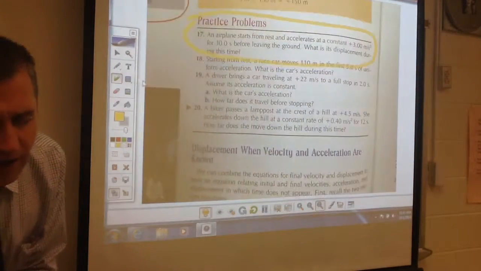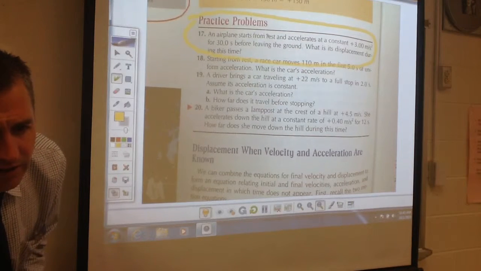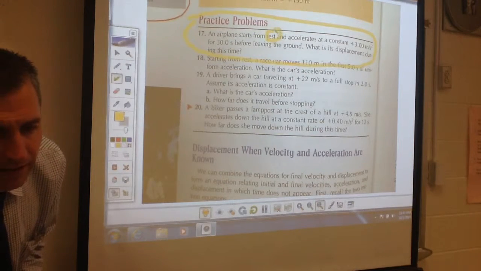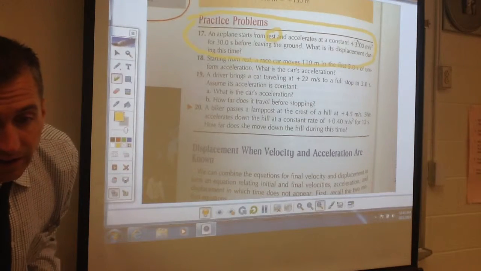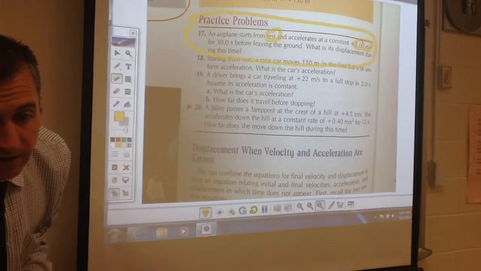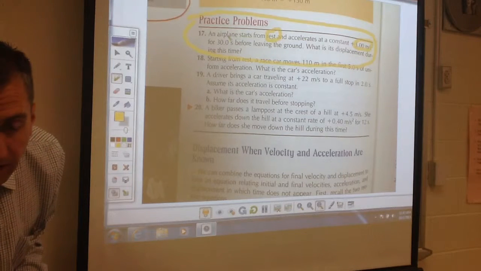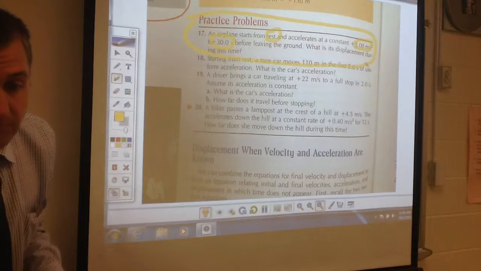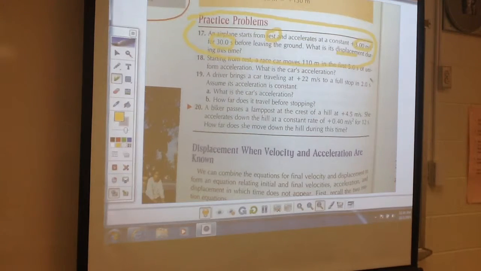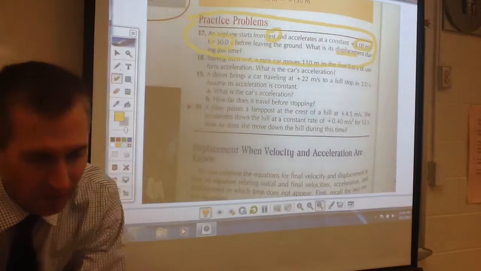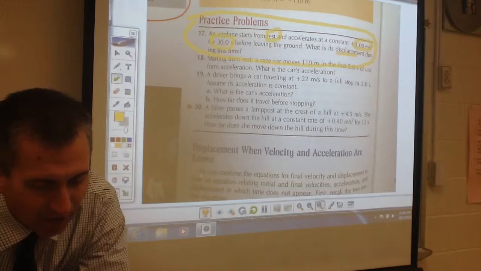So if I'm just pulling my information off of this, starts from rest, what does that mean? I know the initial velocity. Constant acceleration of 3, I know the acceleration. And 30 seconds, I know the time. I'm looking for displacement. This seems like a perfect way to use our new equation, and we could throw the numbers right in. I'm not going to, because I want to show you a little bit more of a complex equation here.